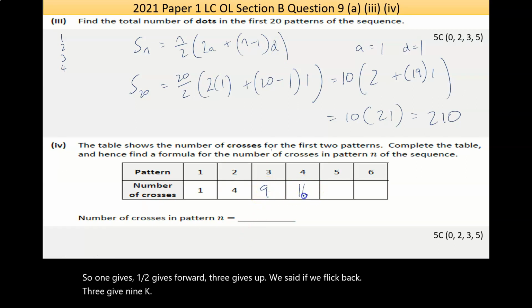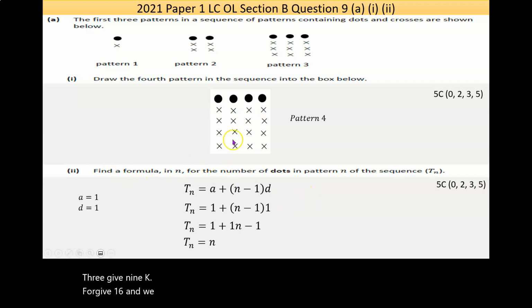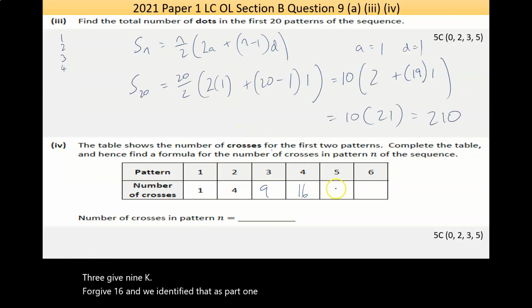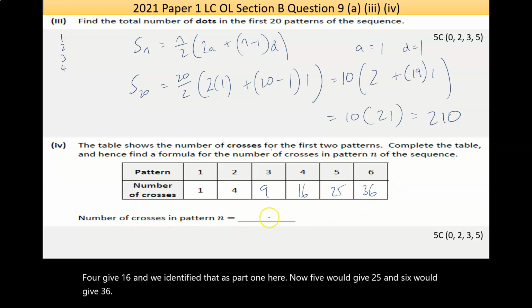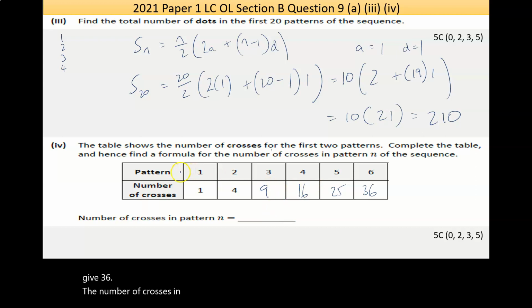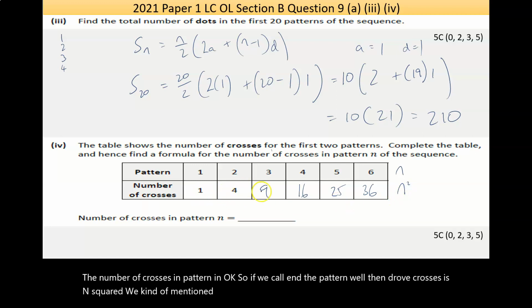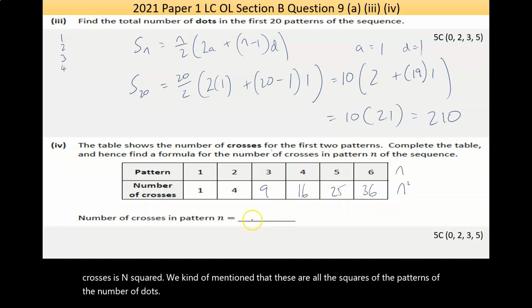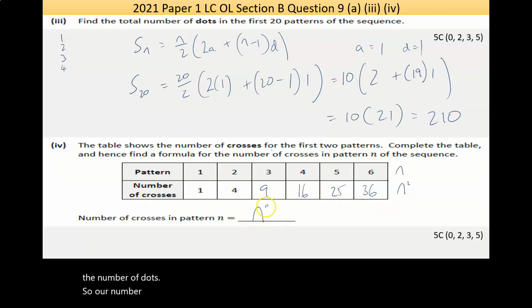4 gave 16, and we identified that as part 1 here. Now 5 would give 25, and 6 would give 36. The number of crosses in pattern n, okay, so if we call n the pattern, well, then the number of crosses is n squared. We kind of mentioned that these are all the squares of the patterns, of the number of dots. So our number of crosses in pattern n is n squared.